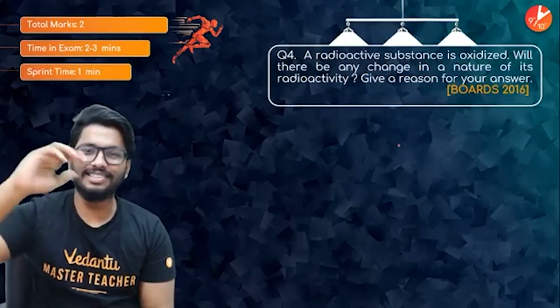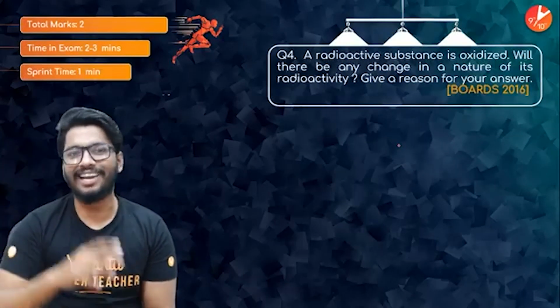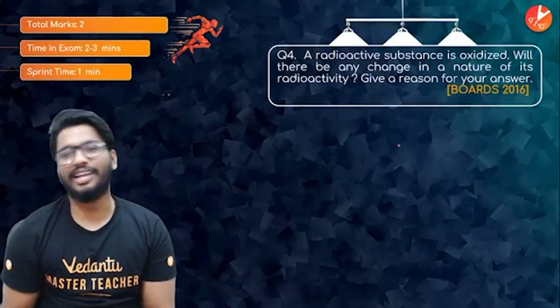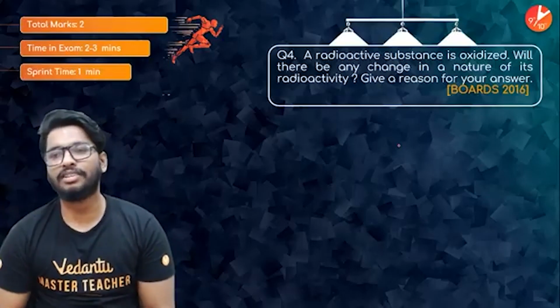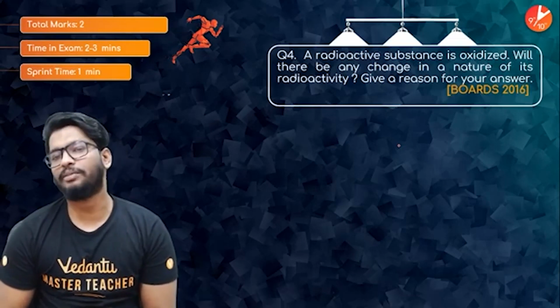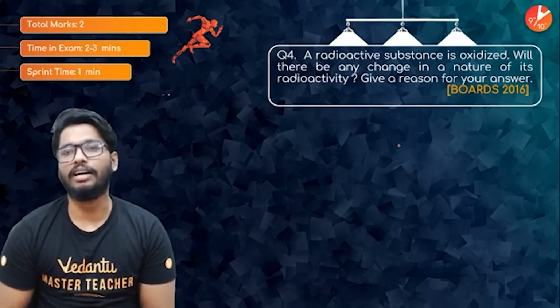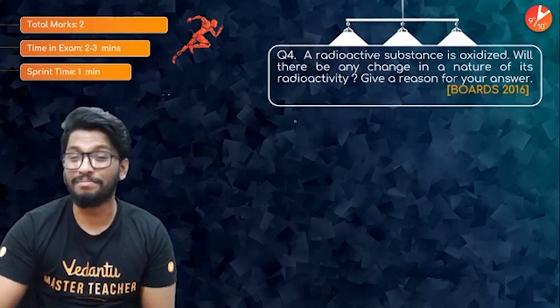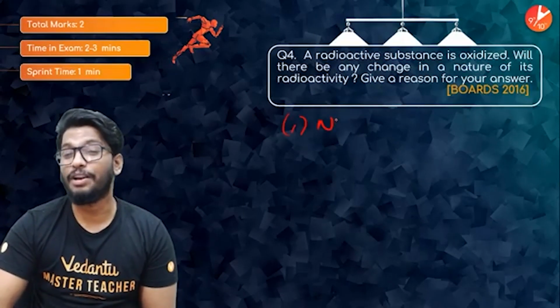Another question from the 2016 board exam, a 2-mark question yet again. 2 to 3 minutes in your exams, will try to do it in less than 1. The question is: a radioactive substance is oxidized. Will there be any change in the nature of its radioactivity? Give a reason for your answer. The answer is quite simple, people. The answer is definitely no.